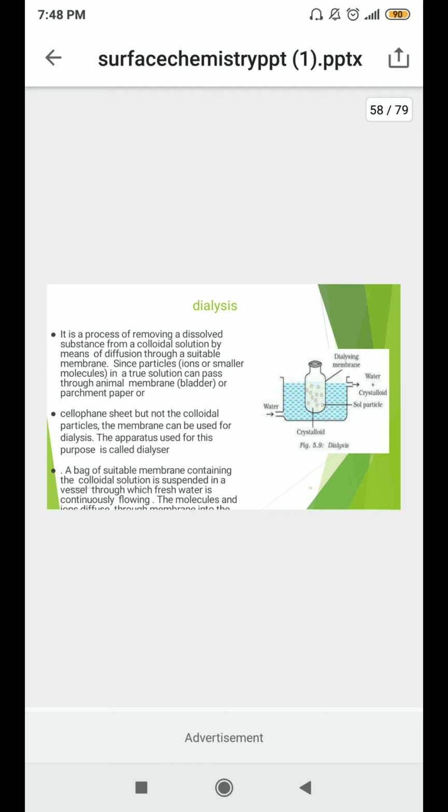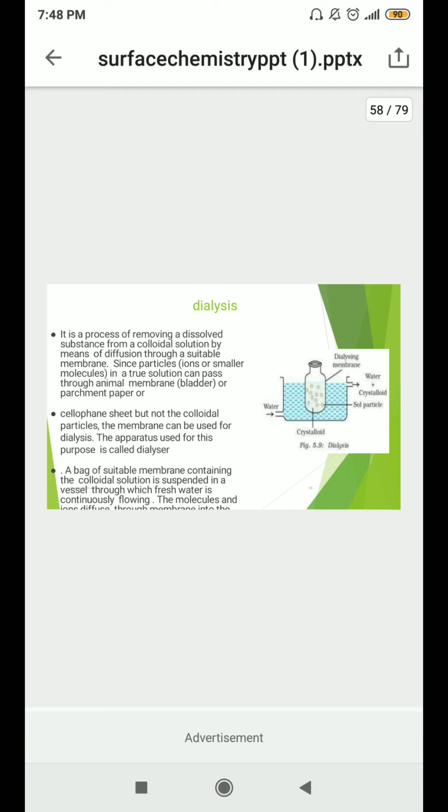So how does it happen? Let me read out the entire phenomenon. It is a process of removing a dissolved substance from a colloid solution by means of diffusion through a suitable membrane. Since particles or ions, being smaller molecules in a true solution, can pass through an animal bladder, that is a parchment membrane. Here you can see there is a solution inside the membrane and outside there is water, so there is a difference in concentration.